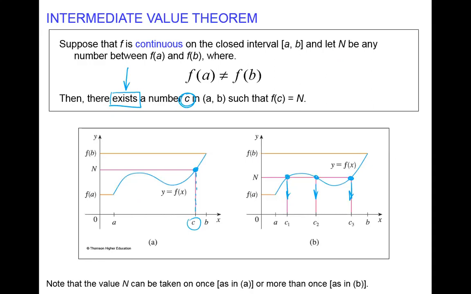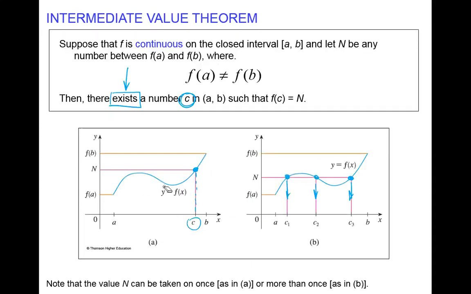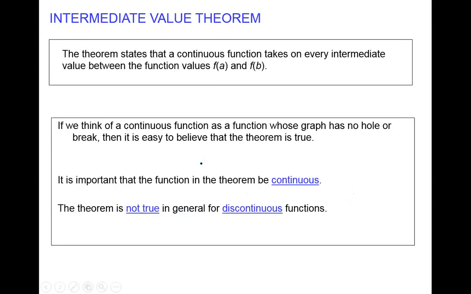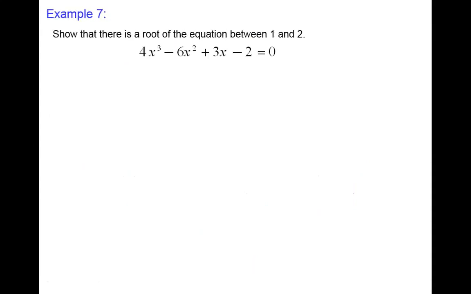Now let's see. Of course, if we have a discontinuity, it's not true. Because if I come back here, let's say it happens that exactly at this point I have a discontinuity, then my horizontal line is not even intersecting. That means of course we're talking about a continuous function.